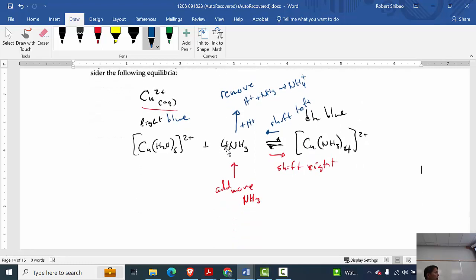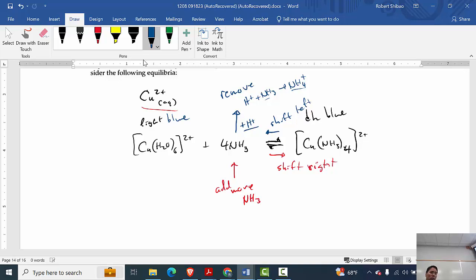And so what we do is we draw out the equilibrium. This is the equilibrium. It's between the aqua complex, which is this copper 2, and the amine. We can control the population distribution by removing some of the reactant. The way we remove it is we add HCl, it converts the ammonia to ammonium. And so we remove this, which is going to shift it left, or we can add more. If we add more ammonia, then it shifts it right.